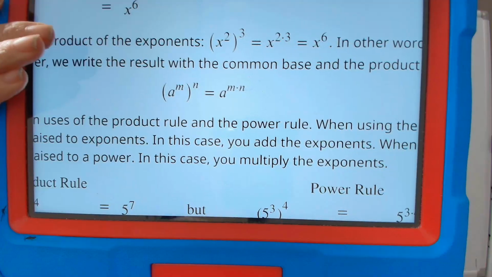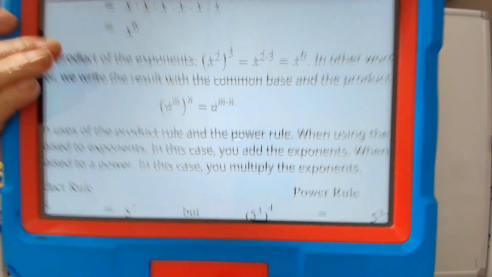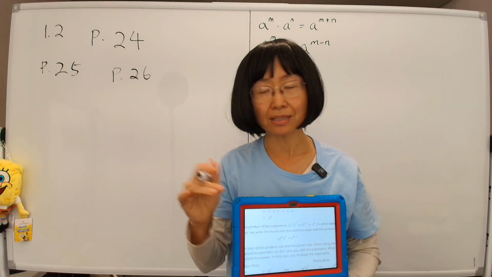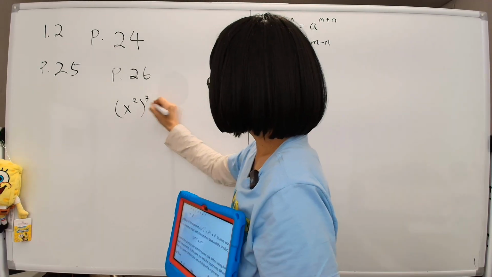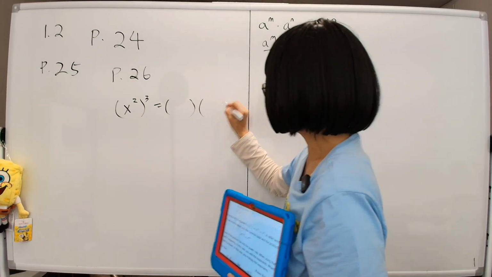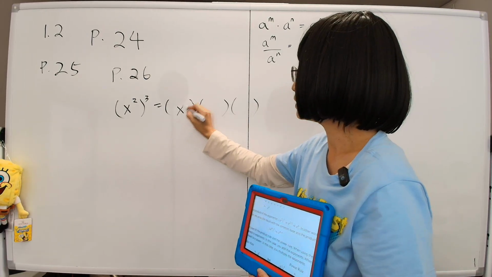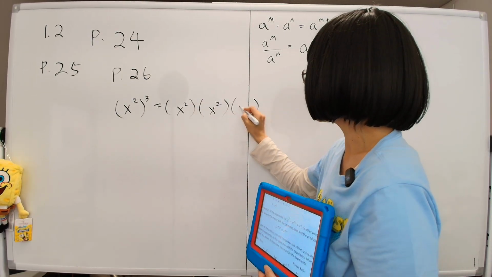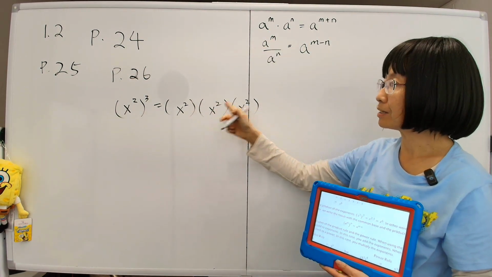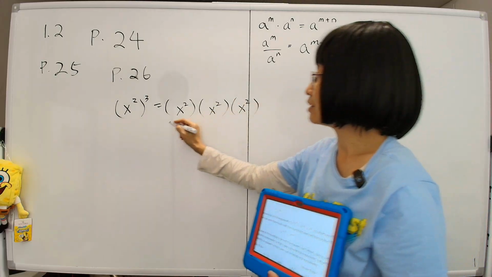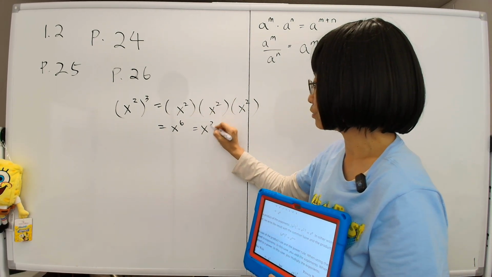For example, if you have x squared raised to the power 3, that means imagine that what's in the parentheses is being raised to the power 3. So x squared raised to the power 3 equals, you write down 3 of them, because that's what the power 3 means. You have 3 copies of the same thing. And what is this thing? The thing is x squared. So by the first rule, when you multiply, you add up the exponents. Therefore, this equals x to the power 6, which is the same as x to the power 2 times 3.